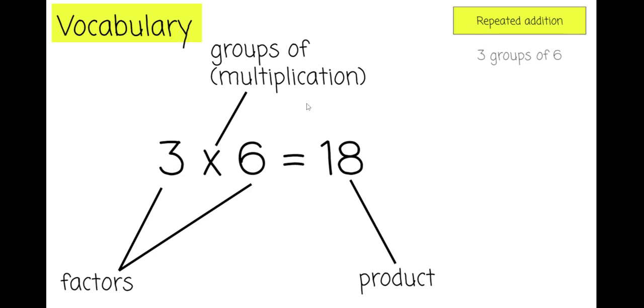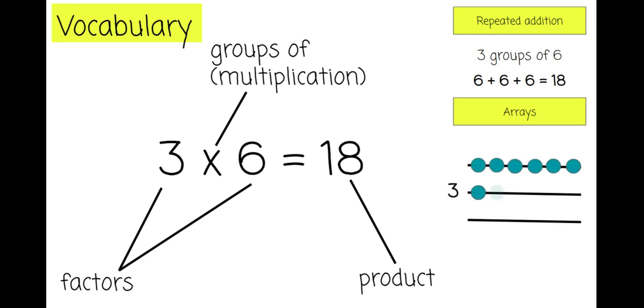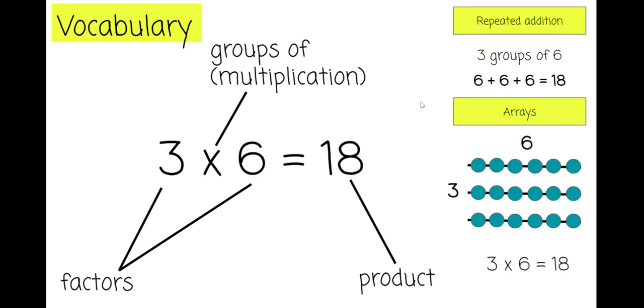Repeated addition. 3 groups of 6. So we need 3 groups of 6. 1, 2, 3 groups with 6 inside of each one equals 18. For arrays, we need 3 rows of 6. So we know that 3 times 6 equals 18.